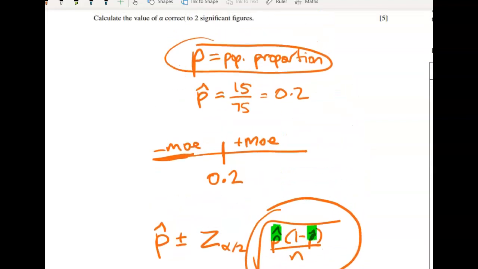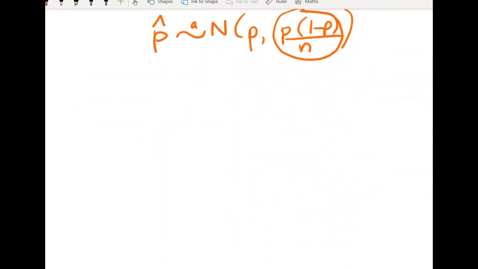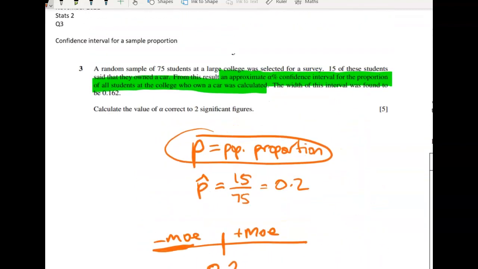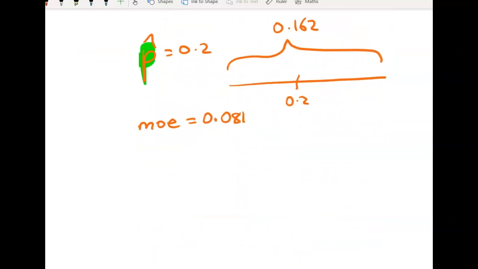So let's see what we can do from here. Well, we're told that the width of the confidence interval is 0.162. So we can say that P hat is equal to 0.2, and that whole width of the confidence interval is 0.162. That means that the margin of error is equal to a half of that, so it's 0.081. Now what I need to do is figure out the significance level, that's what they've called it, so we're working out what alpha percent is. So we're doing a confidence interval, and we're going to work backwards from that margin of error.